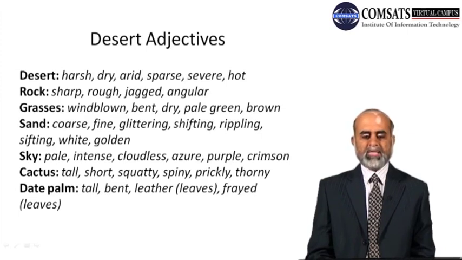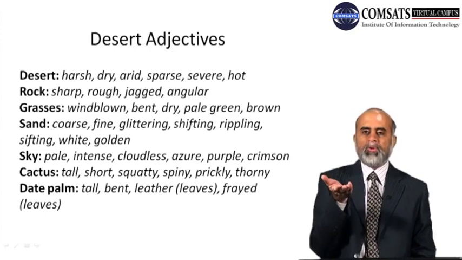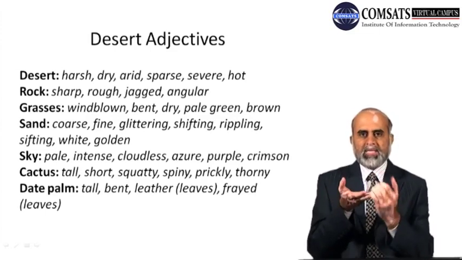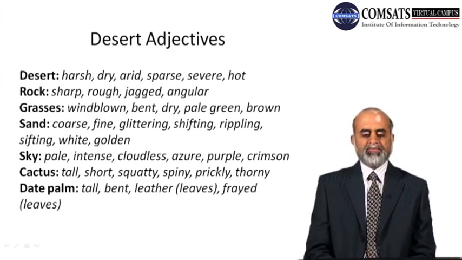For the desert, you can say sand, and sand could be coarse. Coarse means rough. It could be fine sand. It could be glittering sand, glittering in the sunlight. It could be shifting. It could be rippling, sifting through your fingers. For example, if you try to hold sand in your hands, it will sift through your fingers.